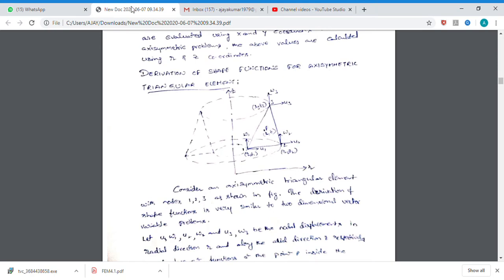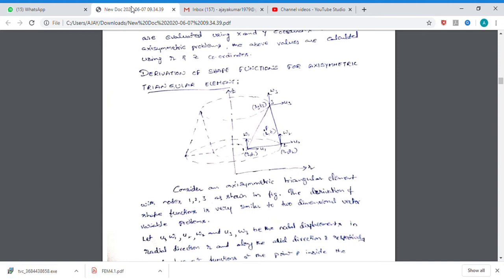My dear students, now we are going to discuss another topic on axisymmetric elements, that is the derivation of shape functions for an axisymmetric triangular element. Now we are deriving the shape functions for a triangular element, but it is axisymmetric. Earlier, what type of shape functions did we derive? Same type of relations we will get, but the basic difference is that instead of the xy plane, now we will get the rz plane. The entire thing is the same.